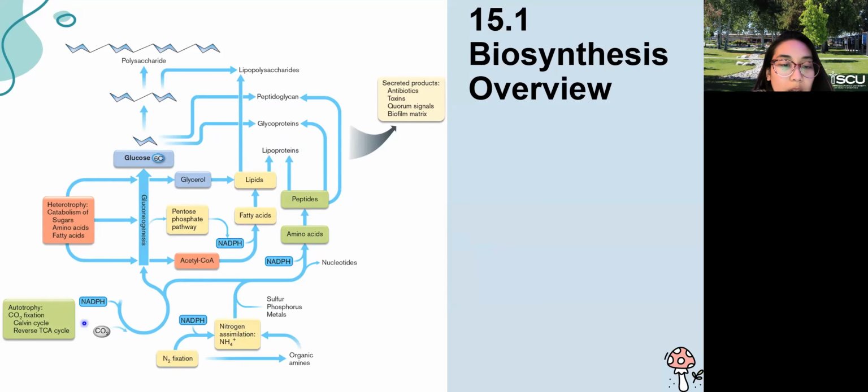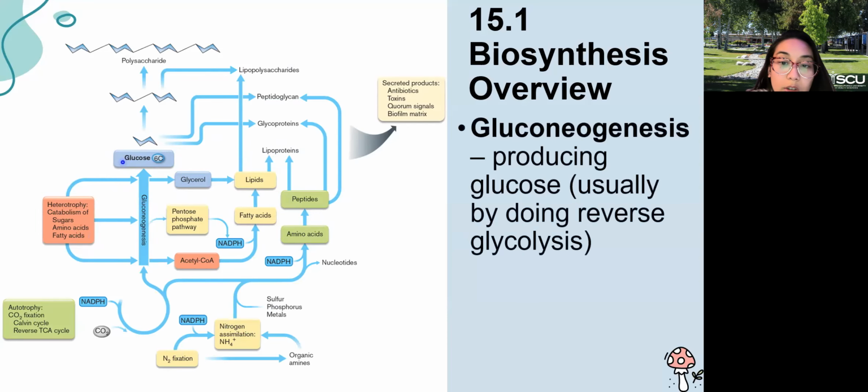One of the main processes that bacteria can do is this process called gluconeogenesis, which is basically them producing glucose. And usually this is done by doing reverse glycolysis. If you remember, glycolysis is when you get glucose and you break it down to make pyruvate. And so bacteria are able to go backwards, get pyruvate, put two pyruvates together to make glucose. So we'll talk about that also today.